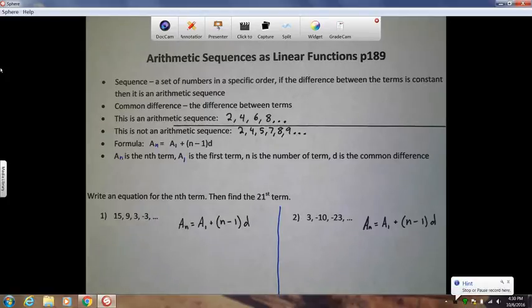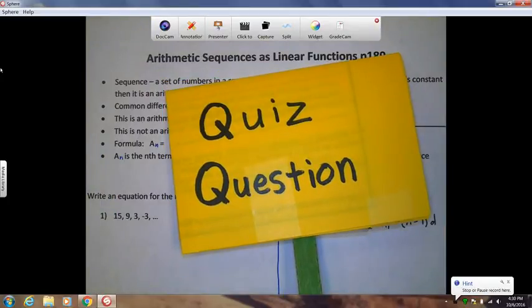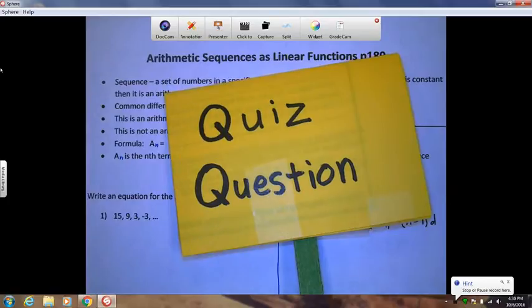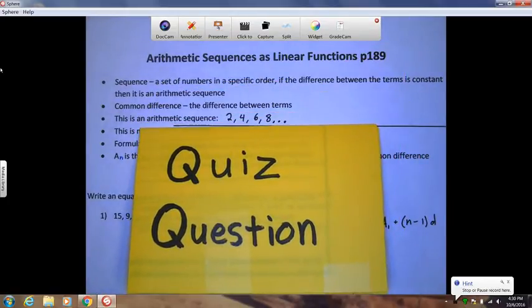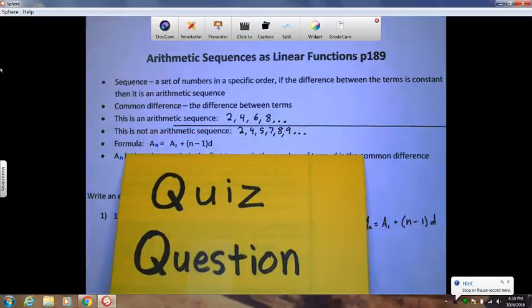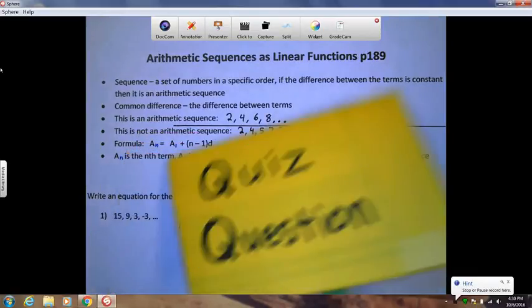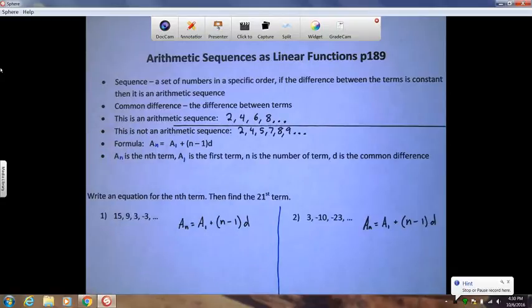This is arithmetic sequences as linear functions. So make sure you read through all this stuff and study it. These are going to be your quiz questions, making sure you know what this means, what a sequence is, what's the common difference. Here's an example, here's one that's not. Here's the formula.